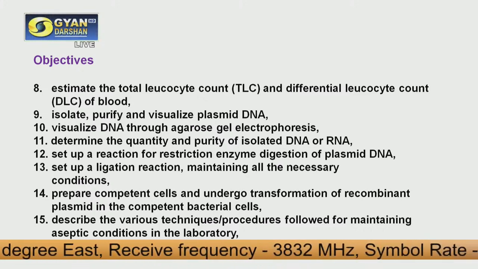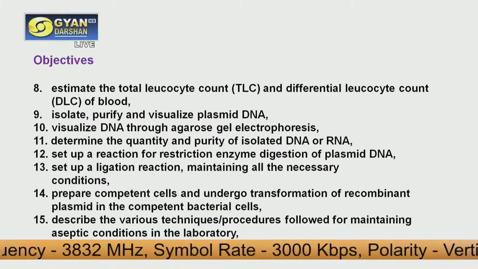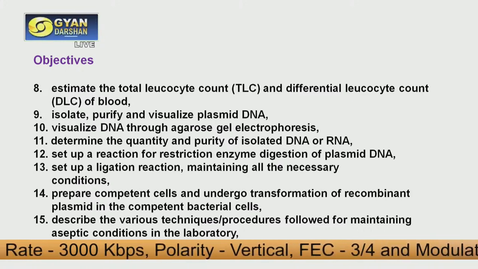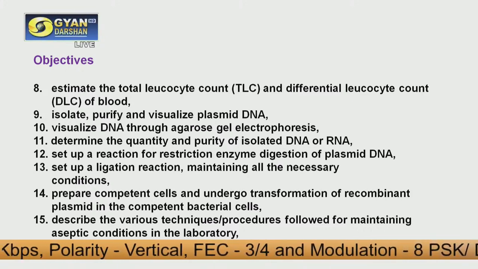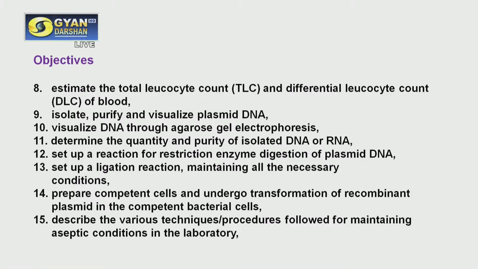Determine the quantity and purity of isolated DNA or RNA. That is mostly based on spectrophotometric determination. Set up a reaction for restriction enzyme digestion of plasmid DNA. Like you will have to use a buffer where you need to add the DNA and then the restriction enzyme, and then set up a reaction. The reaction is normally set at 37 degrees centigrade.